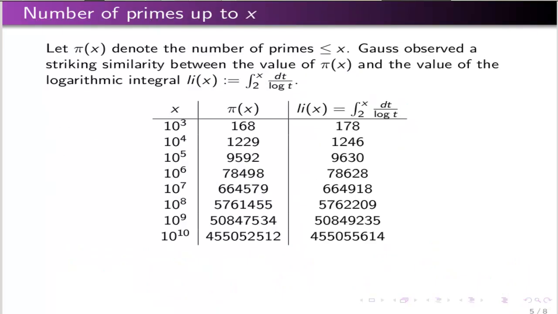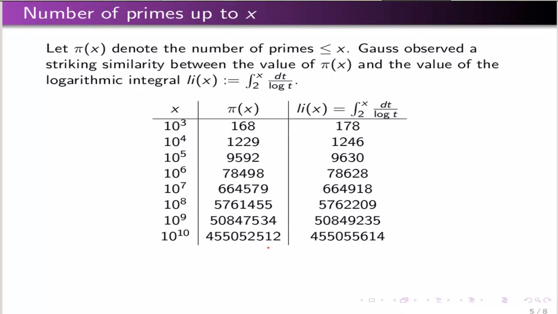Next, let's look at the number of primes up to x. So I'll let pi of x denote the number of primes less than or equal to x. Gauss was very interested in studying this quantity, and he observed a striking similarity between the values of pi of x and the value of the logarithmic integral, the definite integral from 2 to x of 1 over log t dt. So he just made a table, and he was able to go up to about 1 million himself, but I've continued it much further, using computers to get this later data.